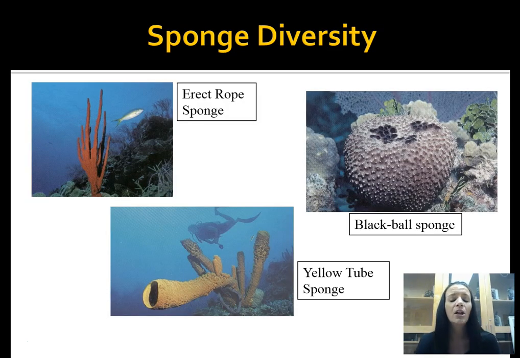So here's just a quick look at some of the diversity. So you see a rope sponge, a tube sponge, and a black ball sponge.